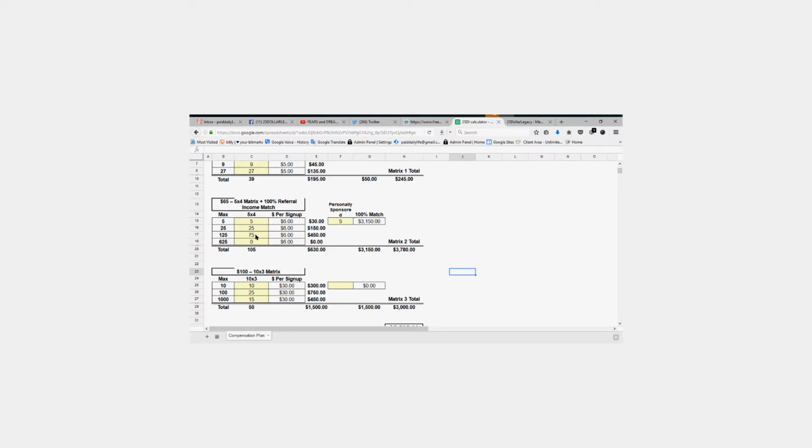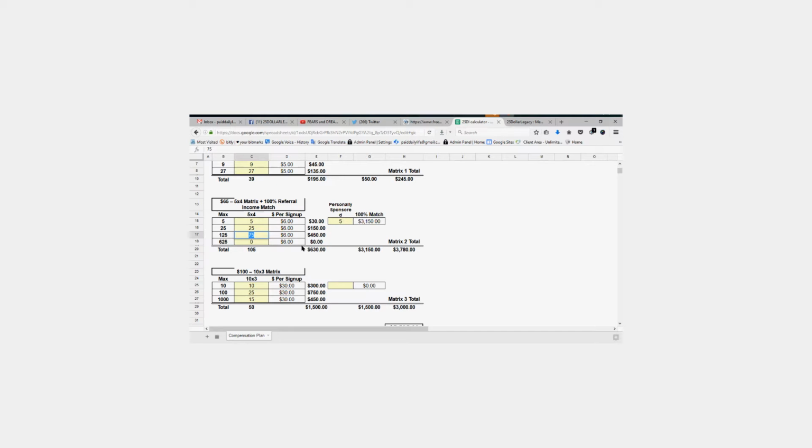If you decide to spend most of your focus on a 5 by 4, which is fine, and then fill this up before you move into 10 by 3, it's up to you. But again, winners are going to move forward into all 3 because they want to maximize the compensation plan.